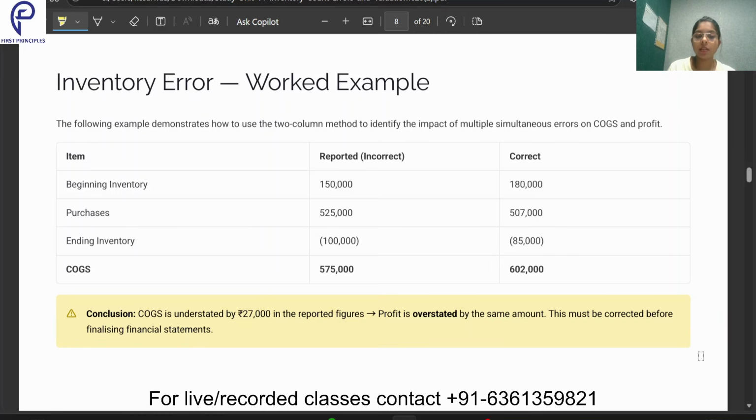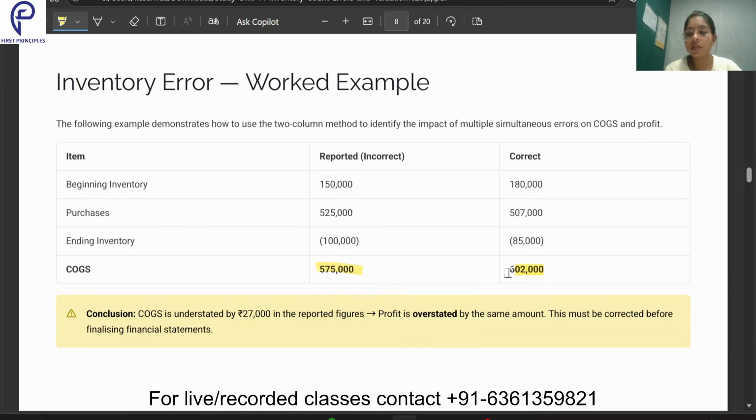Beginning inventory, as you can see, is 1,50,000, correct is 1,80,000, then purchases is 5,25,000, incorrect is 5,25,000, correct is 5,07,000. Ending inventory is 1,00,000, which is incorrectly reported, but the correct amount is 85,000. So you can see COGS incorrect was 5,75,000, but the correct COGS should be higher.